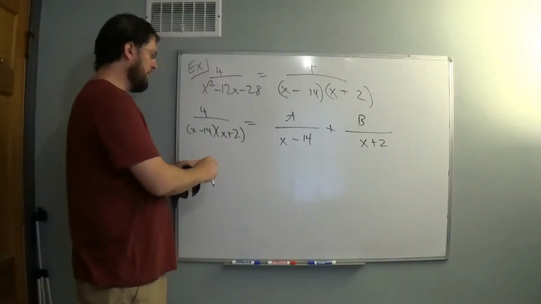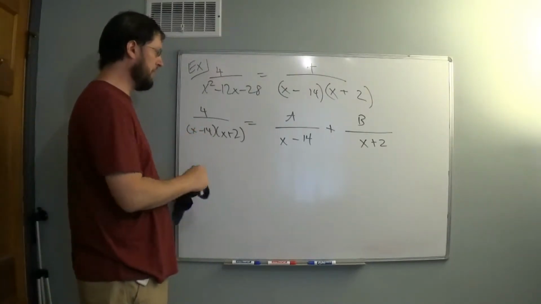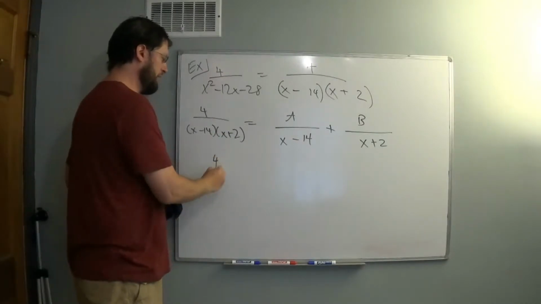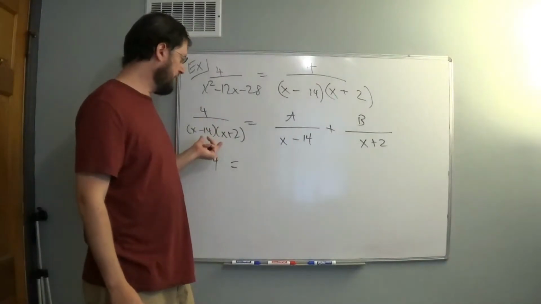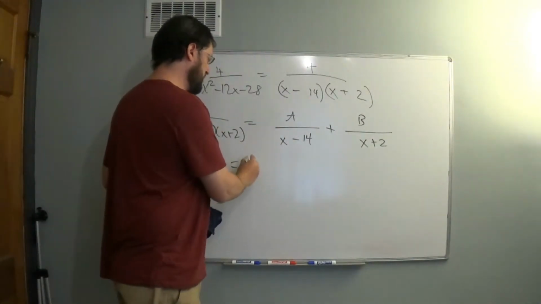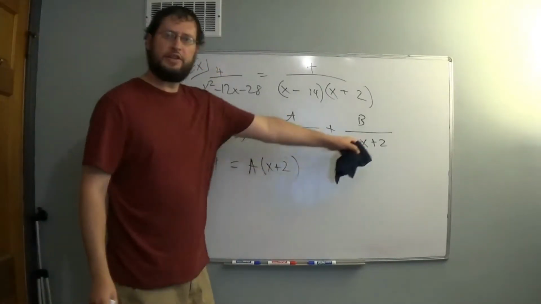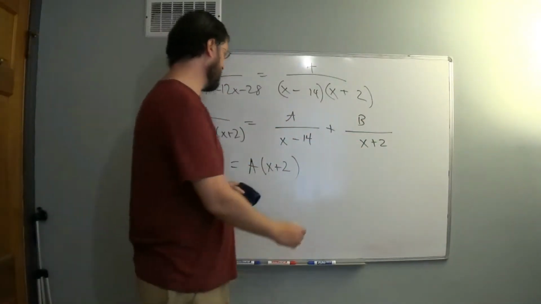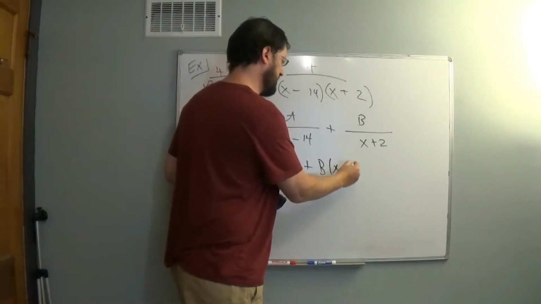We think about multiplying the left and the right by the entire denominator. If we multiply the left by the entire denominator, then this entire denominator is canceled out and we're left with 4. If we multiply this piece by the entire denominator, the x minus 14s will cancel and we're left with an x plus 2. So this is A times x plus 2. This piece multiplied by the entire denominator will cancel the x plus 2's, leaving us with just an x minus 14. So this is plus B times x minus 14.